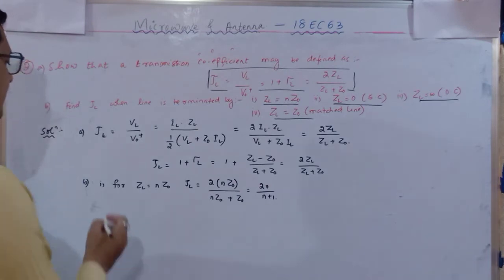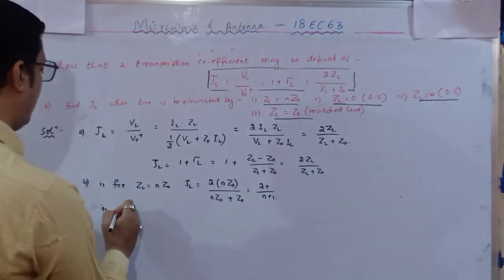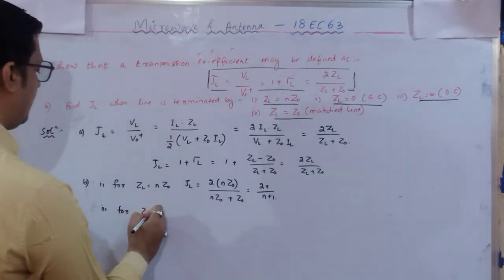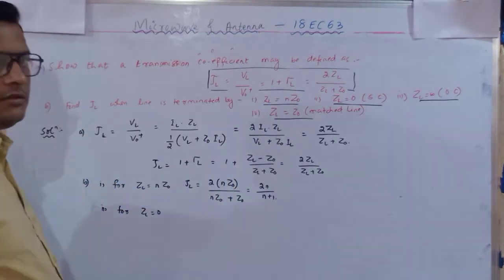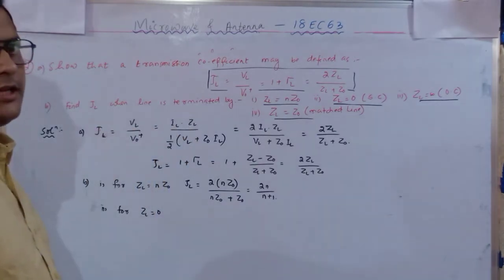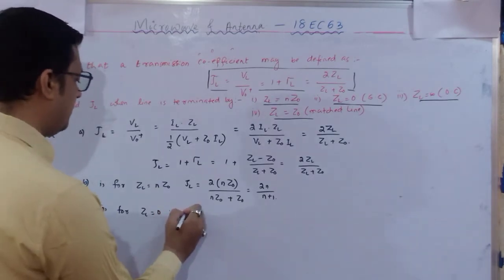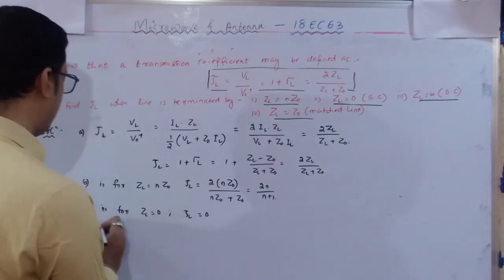Okay, then second, for short circuited line, ZL is equal to 0. Now your transmission coefficient is directly proportional to ZL. So if ZL is 0, transmission coefficient also becomes 0. Okay.